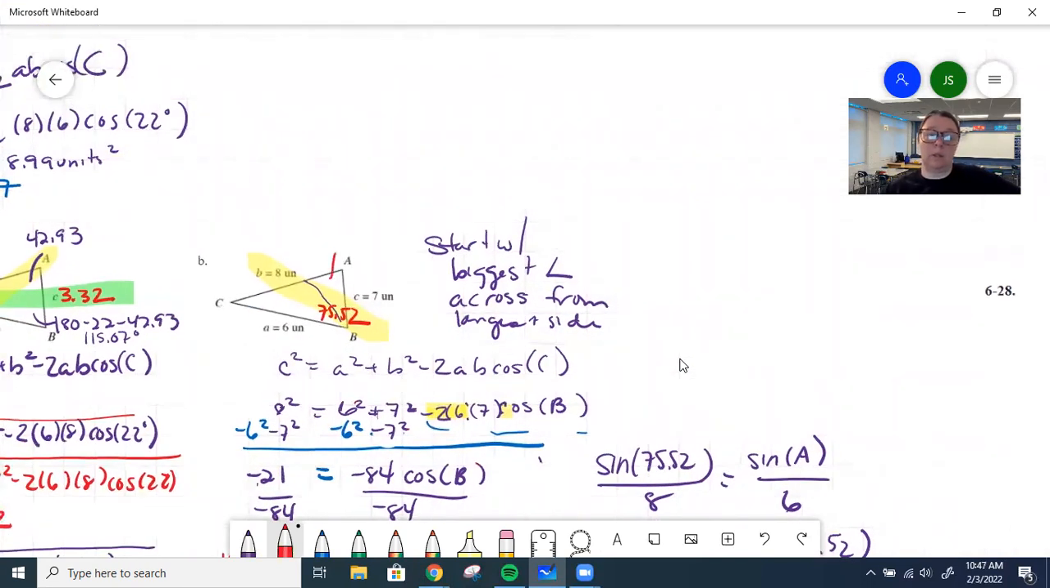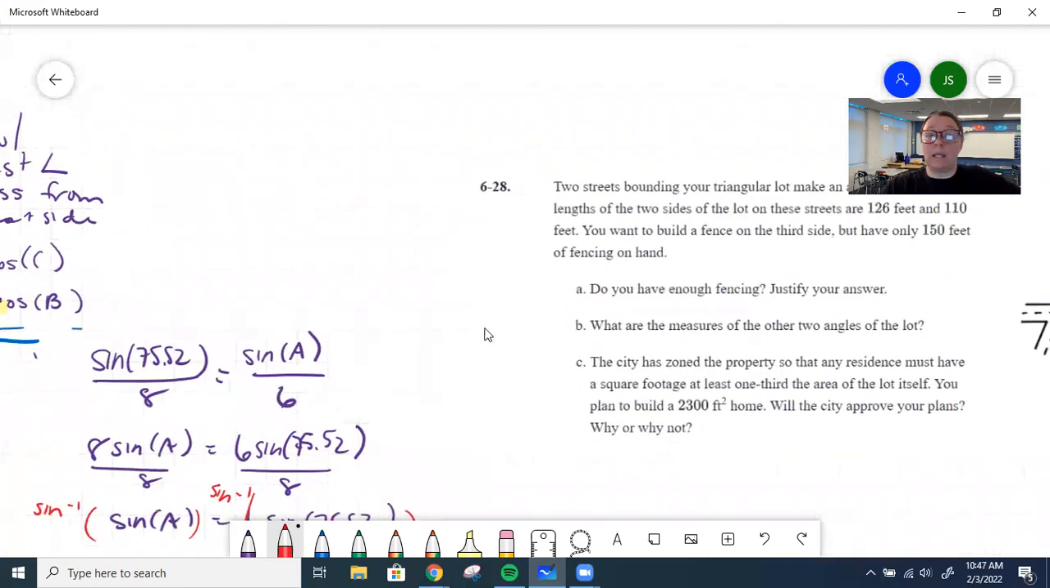And then to get this one, I would do 180 minus 75.52 minus 46.49, and that would give me my last angle. So 180 minus 75.52 minus 46.49, and I get 57.99 degrees.